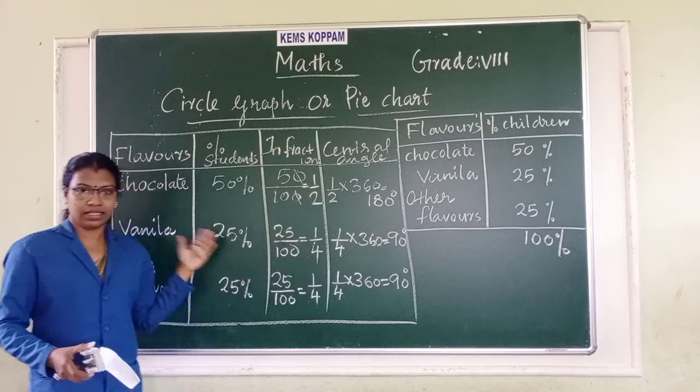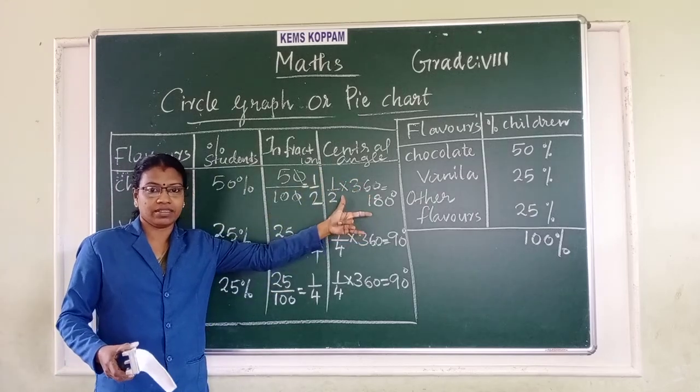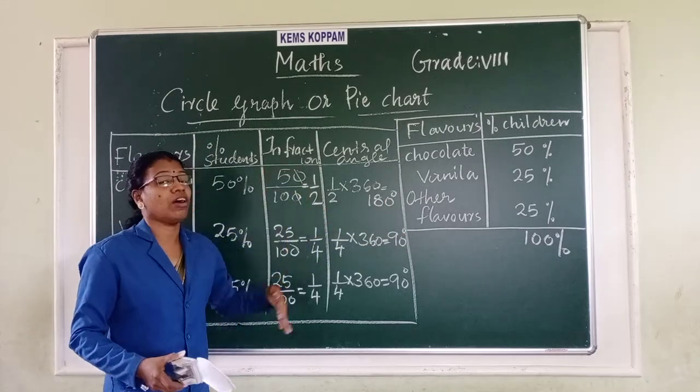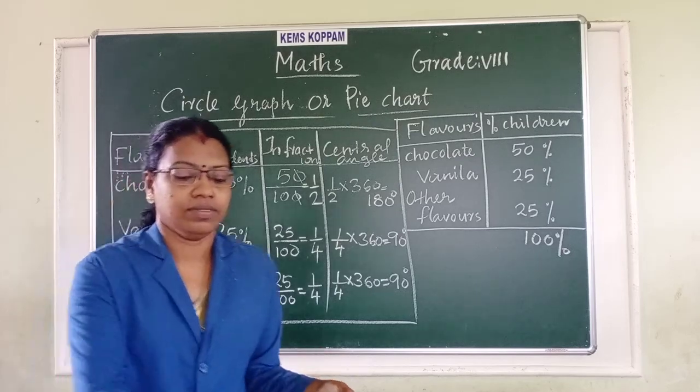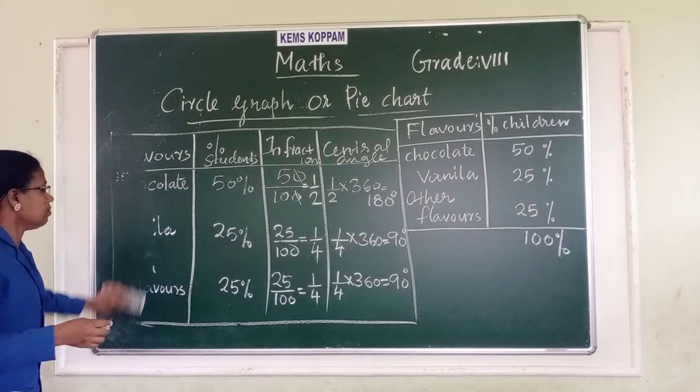So in order to make a pie chart or a circle graph, first we have to make a table like this, a 4-column table using the given data, to find the central angle of each sector. Then let us draw the pie chart. So this is the table.